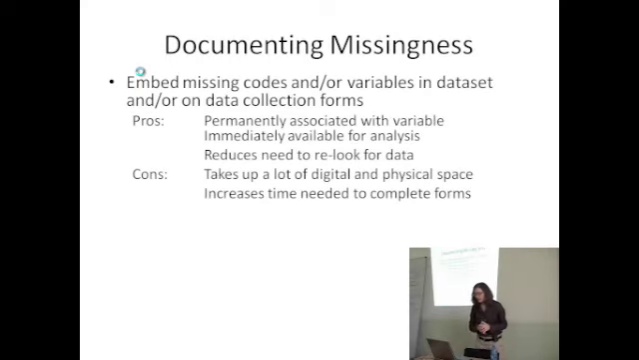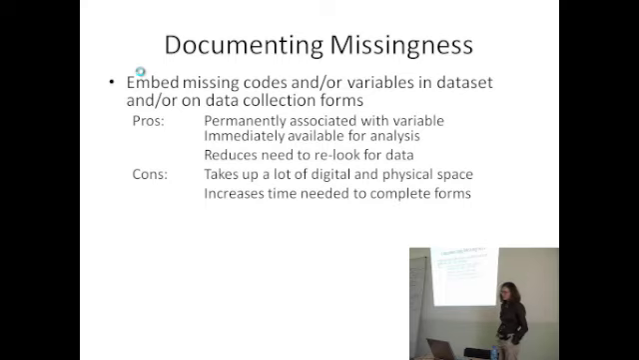So how do we document missingness, missing data? What are the different ways? One way is to embed the missing codes and/or the missing variables in the data set or in the data collection forms. And I talked about this a little bit. If you actually put on the form a checkbox for not applicable, patient refused, then that information about why that item is missing would be in the database, embedded with the record for that specific patient on that specific visit.